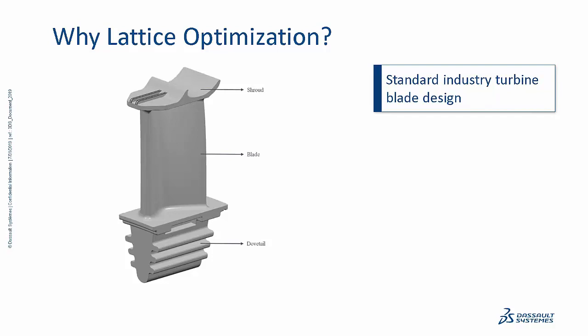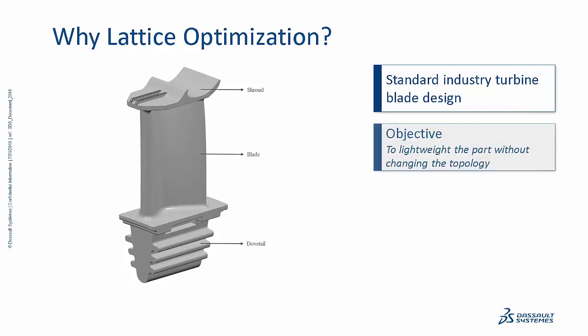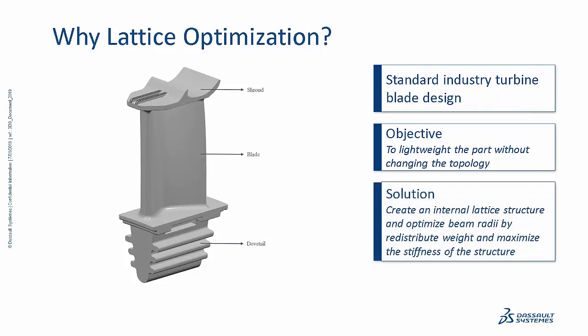But on the other hand, you also want to lightweight it, because anything lightweight in your assembly is always very beneficial in terms of efficiency and cost and whatnot. So you want to lightweight it without changing the design. One of the ways that I could think of is to create an internal lattice for this turbine blade structure and optimize the beam radii of this lattice network inside based on in-service loads, which will help in redistributing the weight, with the objective to maximize the stiffness of the structure.